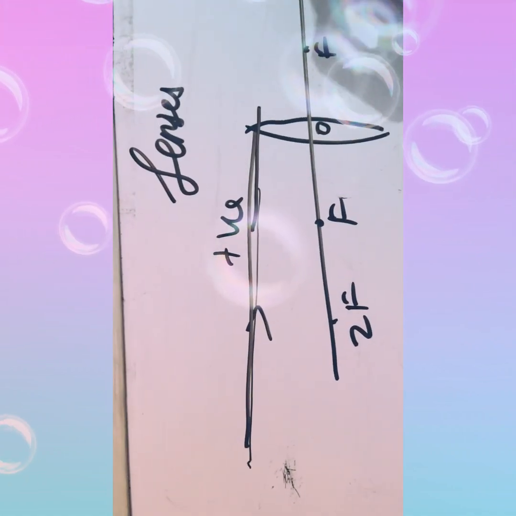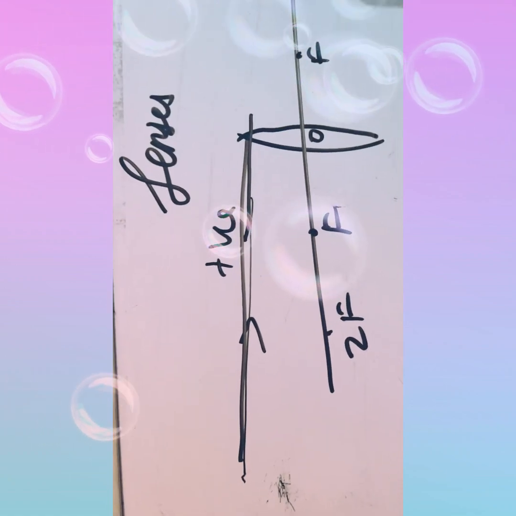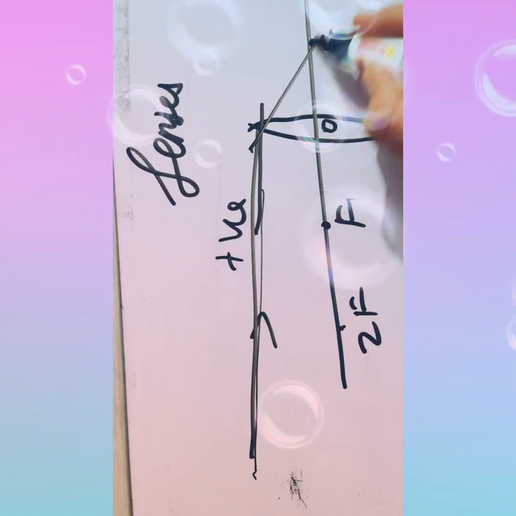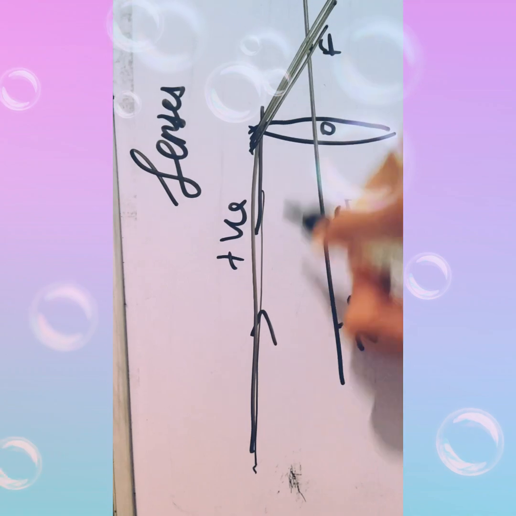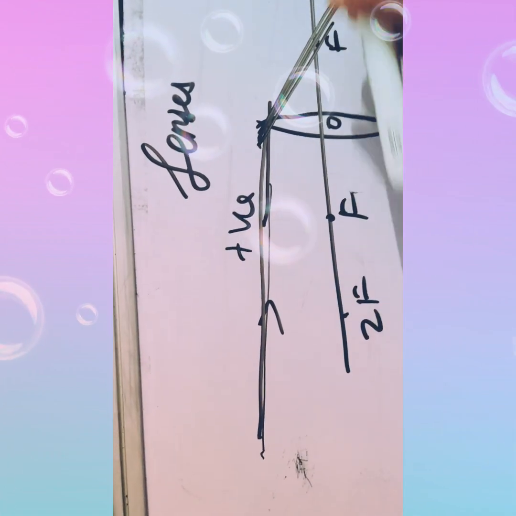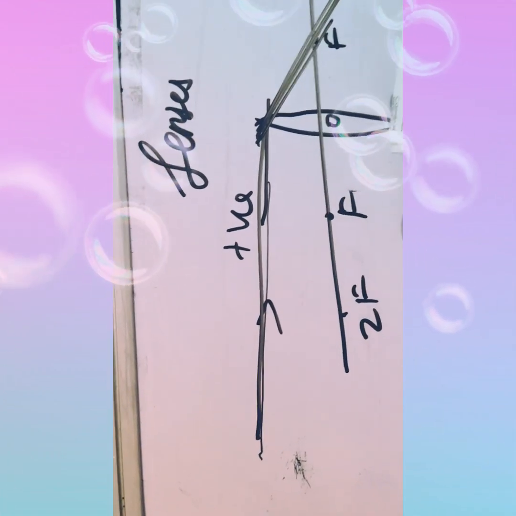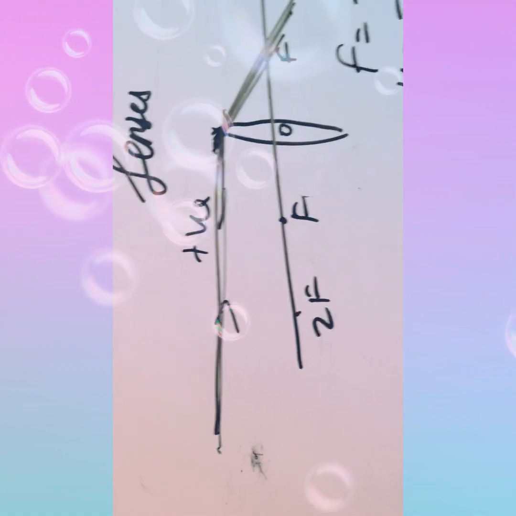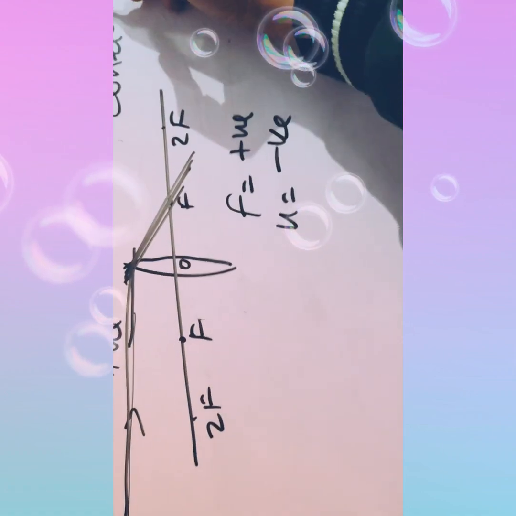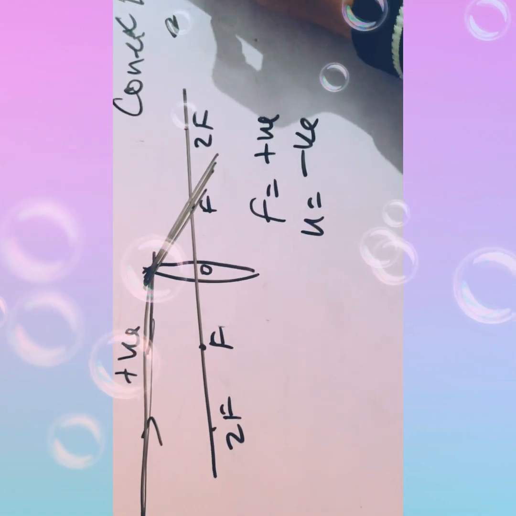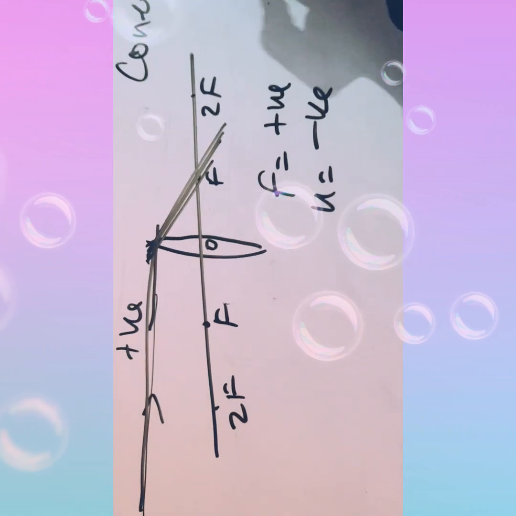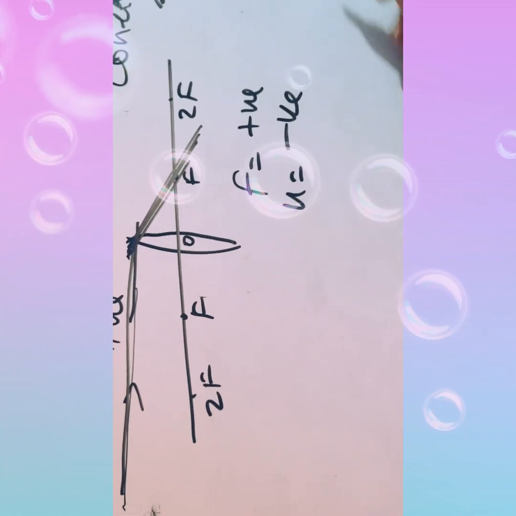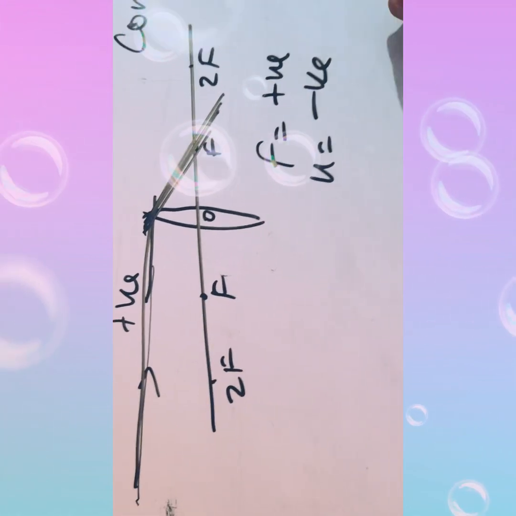For example, as this is a converging lens, convex lens is a converging lens, so it will converge at focus. So the focus is in the direction of the light only, so it's positive. U, as usual, negative. And there is another thing, that convex lens is equal to concave mirror. As concave mirror forms real and virtual image, same is the case with the convex lens also.